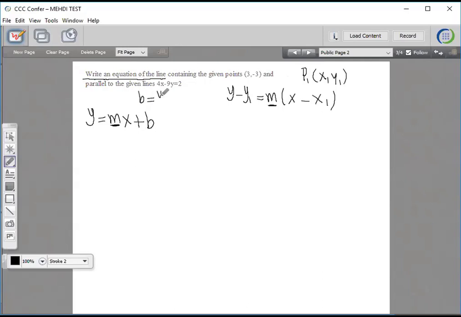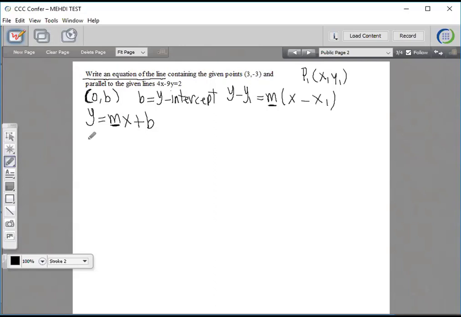B is the y-intercept. Now, when we talk about the y-intercept, it is a point, right? It is a point where your line is going to pass through the y-axis, so that means x is equal to 0 and y is b, that number. So that's actually the point 0 comma b.